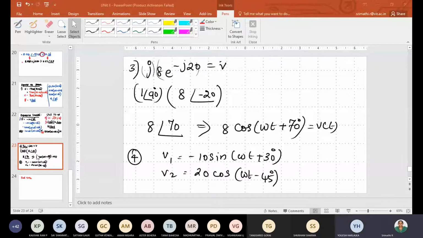Guys, am I audible? To convert sine into cos. Would you be able to get this? Third problem, would you be able to get this? Problem number... Yes, ma'am. 8 e power minus 20. I don't know when I got muted.